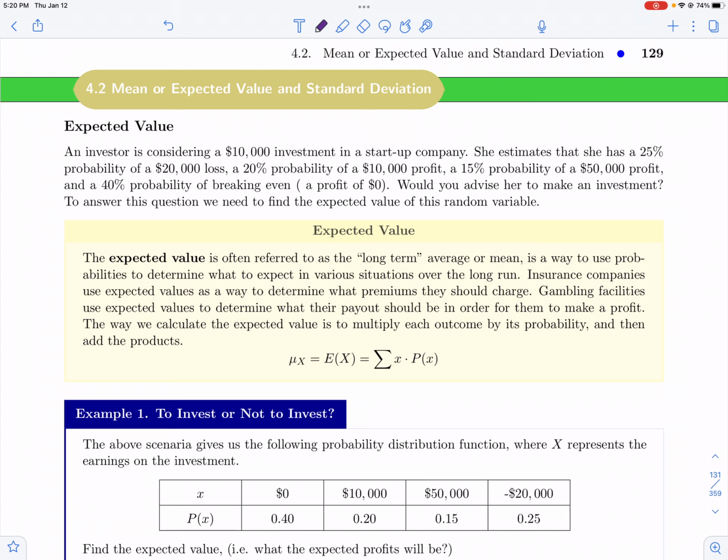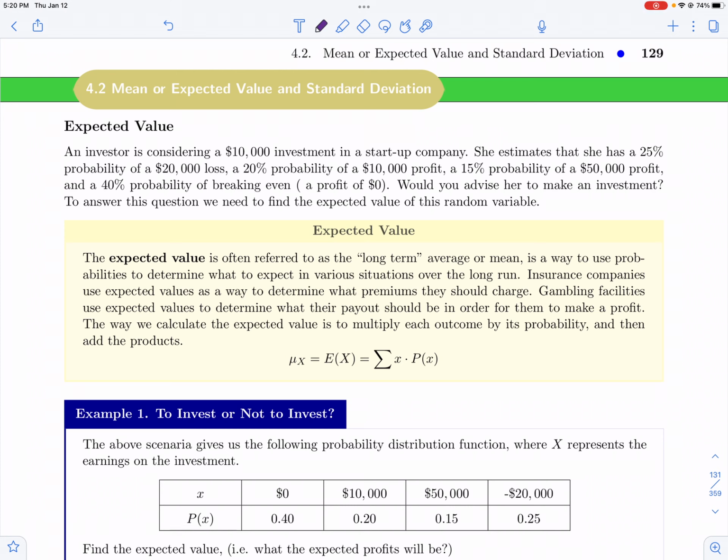And so, in this section, we're still going to use our probability distribution functions, but we're going to be finding the mean or expected value and also the standard deviation of a probability distribution function. The nice thing with the expected value is it gives us an idea of the long term average of some probability distribution function.